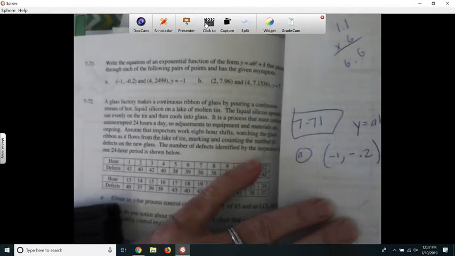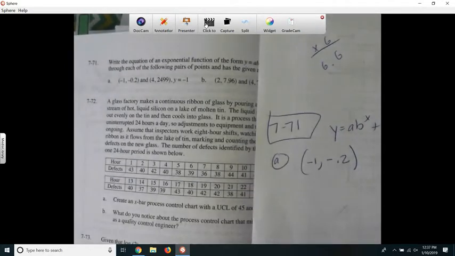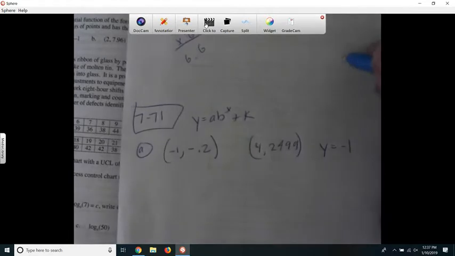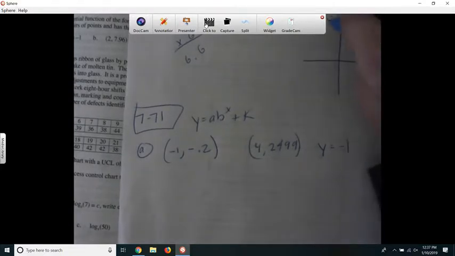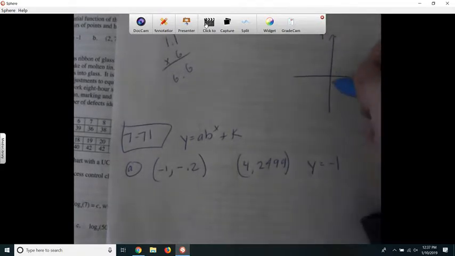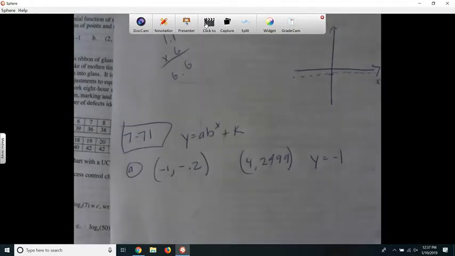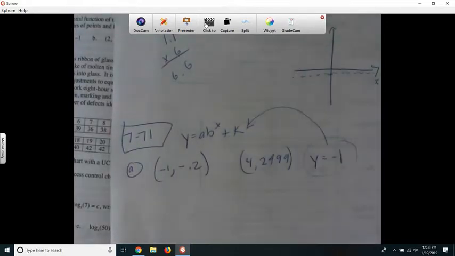I also might, it didn't tell me to sketch a graph, but I might just want to look at it real quick. So if I did graph this, y equals negative 1, well, here's y, and here's x, and it goes like that. So I think I can just take from that information about it having an asymptote that this can be k. Does anyone agree with that? Did other people think of it that way?